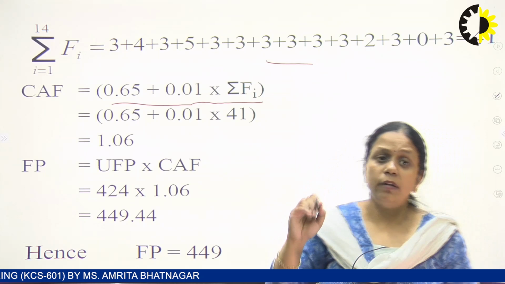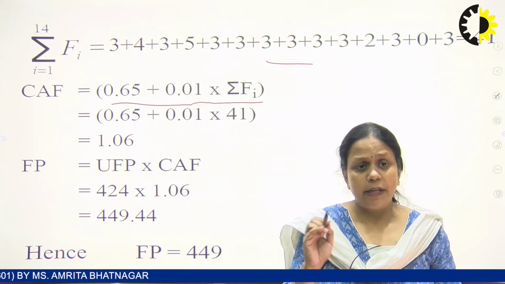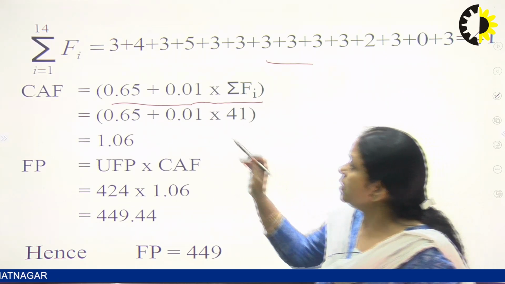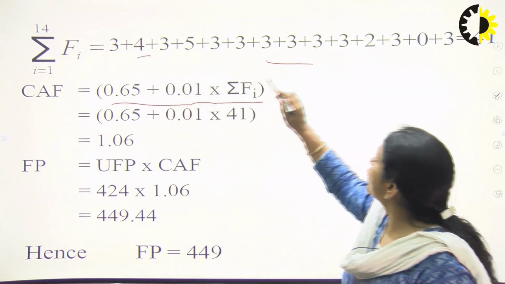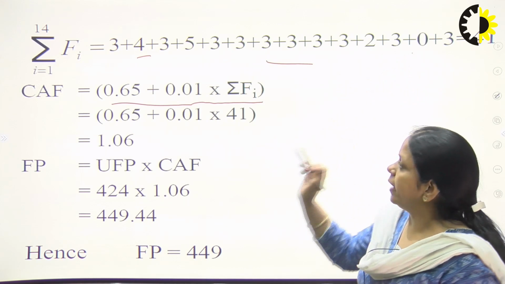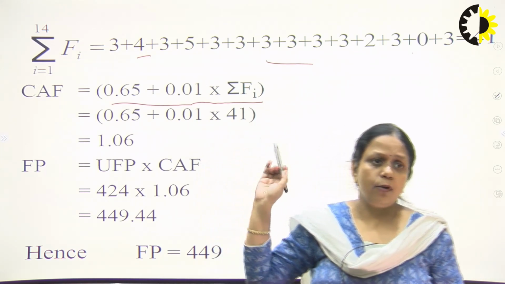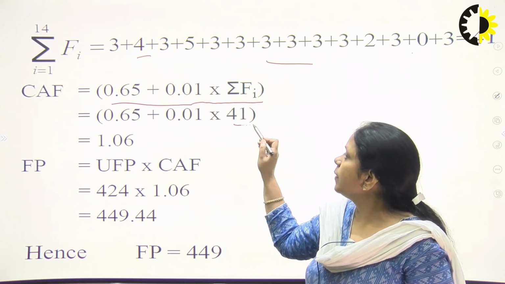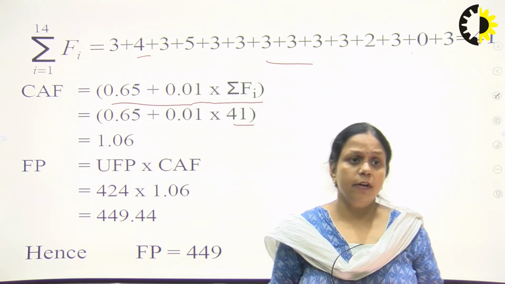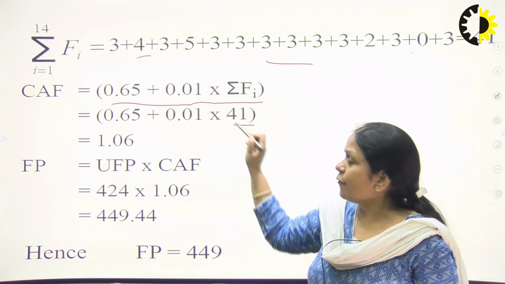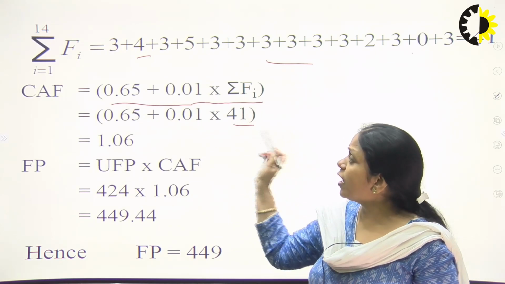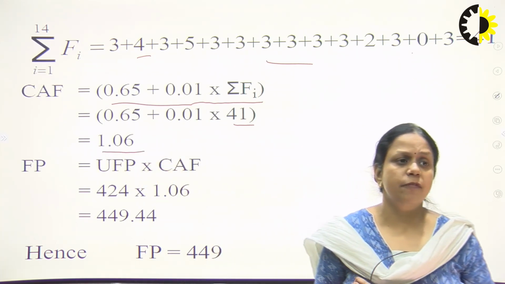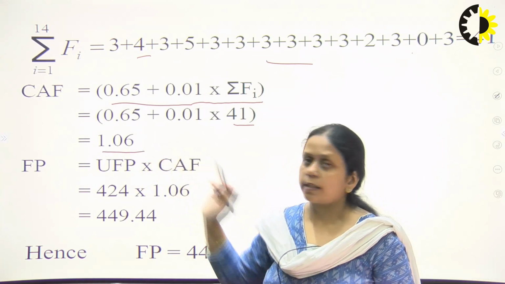So we can see here many factors are average, so we will take 3 here, but there are 4 conditions given in the question, for which we have different values for the factor, and we apply them here, and then we add these values. Then we will find the summation of Fi, which is 41. So I have put the value of Fi here, and after the calculation we will get the CAF, or complexity adjustment factor, 1.06. Fine.